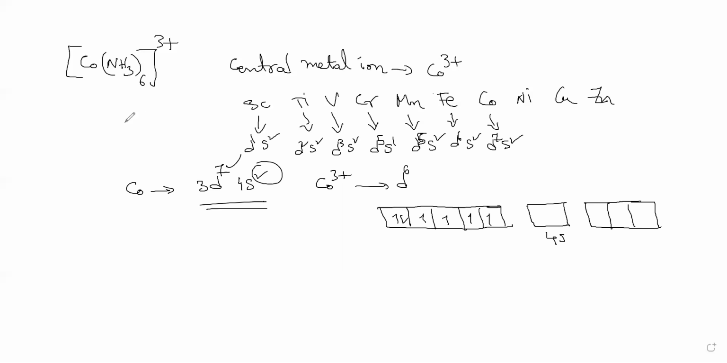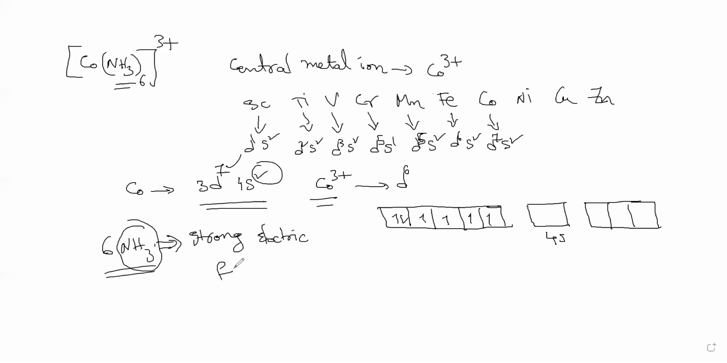Now what happens is, how many ammonia molecules are coming? There are 6 ammonia molecules coming closer to the cobalt 3 plus to make the bonds. So this NH3 is a strong field ligand. It creates an electric field. Why it creates an electric field is because you have a lone pair on the NH3.